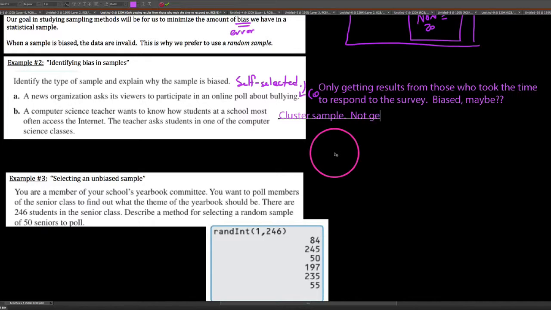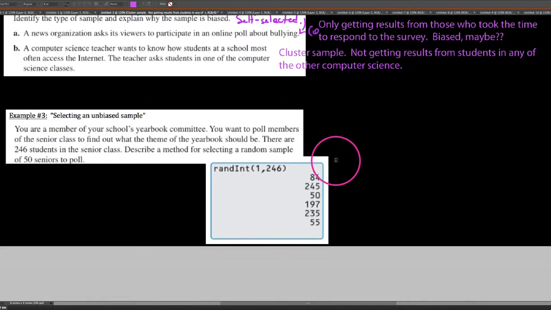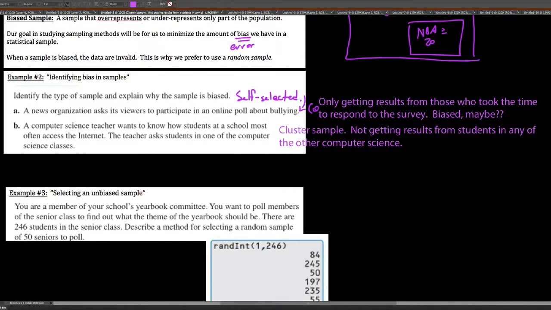We're not getting results from students in any of the other computer science classes, and so we want to not miss out on those people. Perhaps what we could do to make this better would be to do a stratified sample, and that is to say choose a certain amount of students from each class if they wanted to get a more random sample.